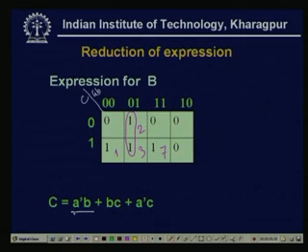This term is for this couple. Now, for this couple it will be A dash C. So, for this couple A dash C. Now, for this couple it will be B C. So, this will be B C. So, the expression is A dash B plus B C plus A dash C.